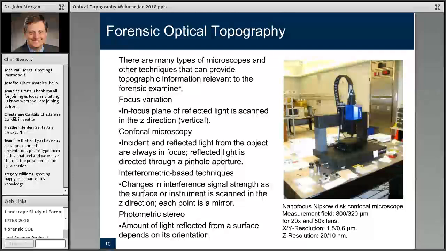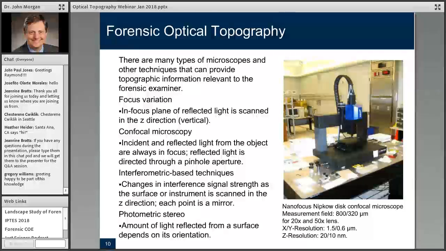Confocal microscopy takes that to the next level and actually has pinholes or uses lasers to make sure that the incident and reflected light from the object are always in focus. You're only looking at in-focus incident and reflected light, and as a result, confocal microscopy tends to be one of the most accurate ways to determine what the three-dimensional topography of an object might be.